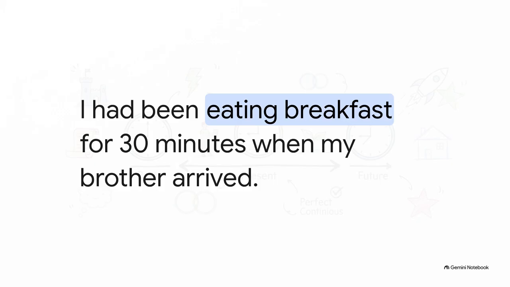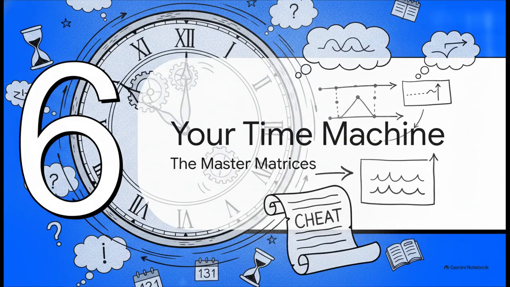Look at this. I had been eating breakfast for 30 minutes when my brother arrived. You aren't just giving the order of events anymore. You're measuring exactly how long an ongoing action lasted right up until that interruption happened. It is the ultimate tool for precision in English. And that brings us to our final stop, Section 6, Your New Time Machine.